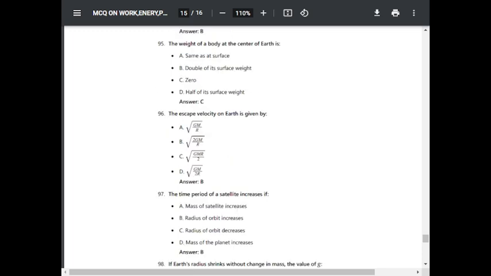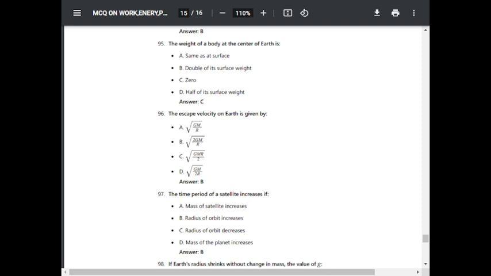Question number 96. The escape velocity on earth is given by: option A, under root gM upon R; option B, under root 2gM upon R; option C, under root gMR upon 2; option D, under root gM upon 2R. The correct answer is B, under root 2gM upon R. The escape velocity on earth is given by under root 2gM upon R.